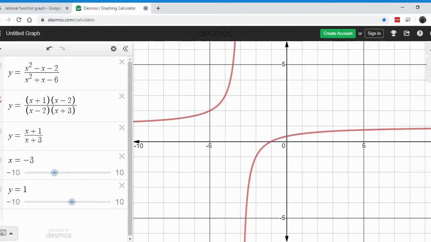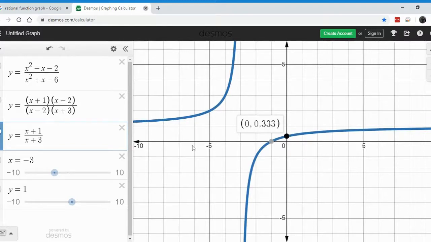Notice both the numerator and denominator have an x minus 2. We're going to be able to cancel that out and get yet another equation for this function, x plus 1 over x plus 3. Let's graph that. And again, it appears to be exactly the same. It has the same vertical and horizontal asymptotes. The question to me is what happened to that x minus 2? And we're going to get to that in a minute. That x minus 2, the thing we canceled out, ended up being a hole in the graph.